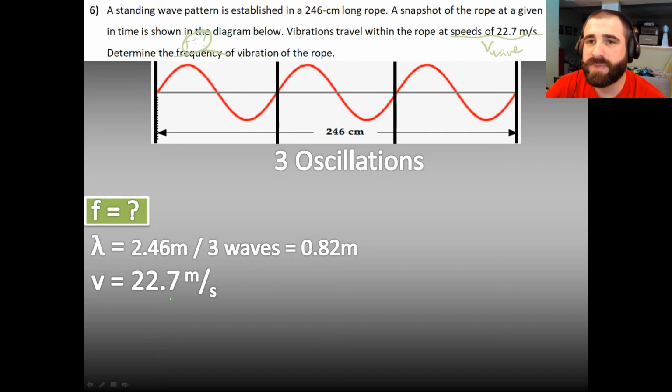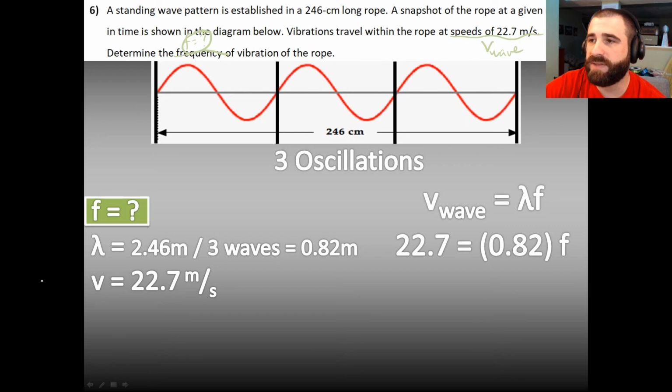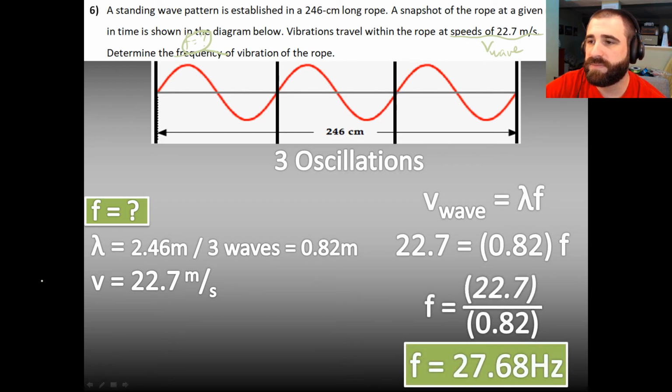That's 0.82. They gave us the wave speed at 22.7, and at this point you should be able to just plug and chug. V equals lambda F. 22.7 equals 0.82 times F, so 27.68 hertz. Cool? Cool beans.